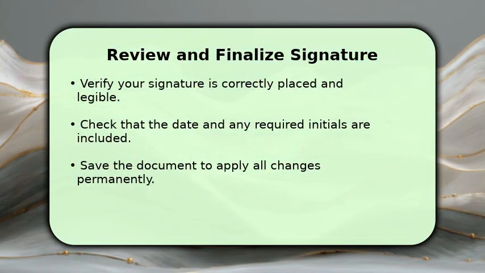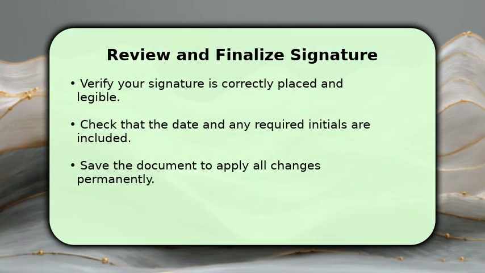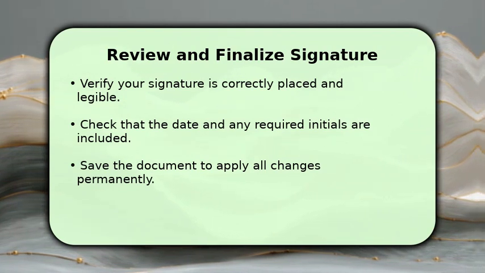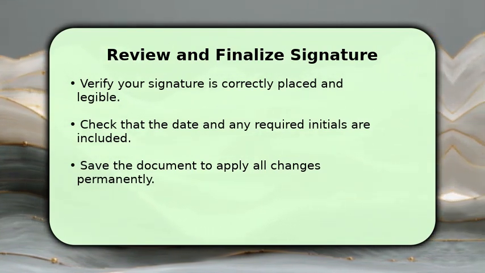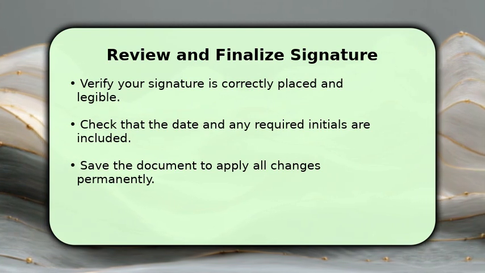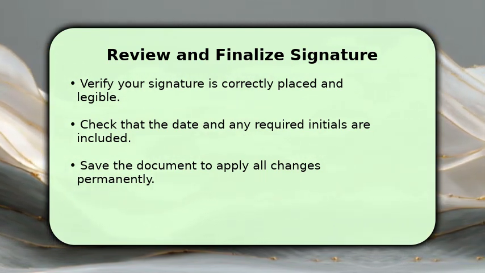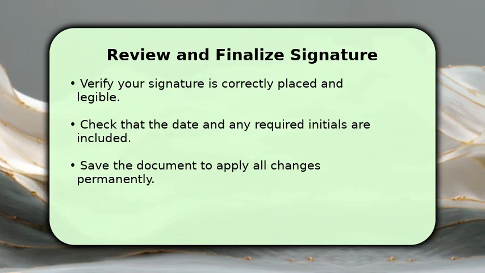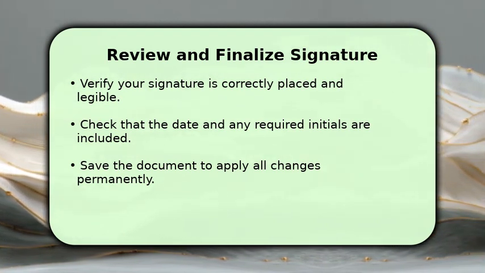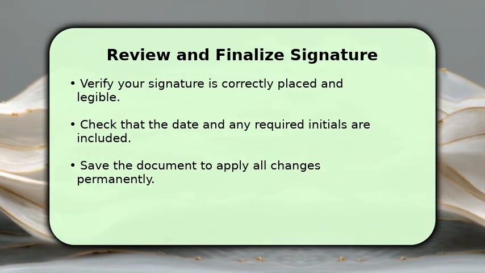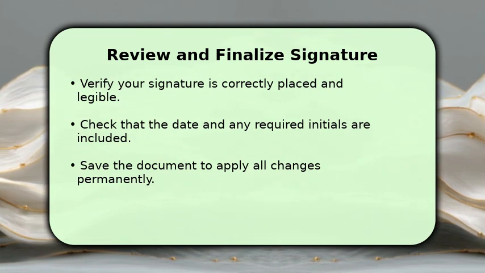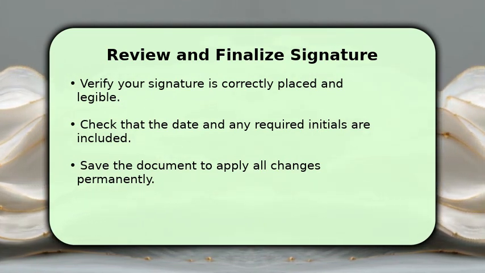After placing your signature, take a moment to review it. Ensure it's perfectly aligned within the signature box and clearly visible. Double-check that you've added the current date and any required initials in other sections, if applicable. Once you are satisfied, save the document. This action embeds your signature and any other changes, making them a permanent part of the PDF file.